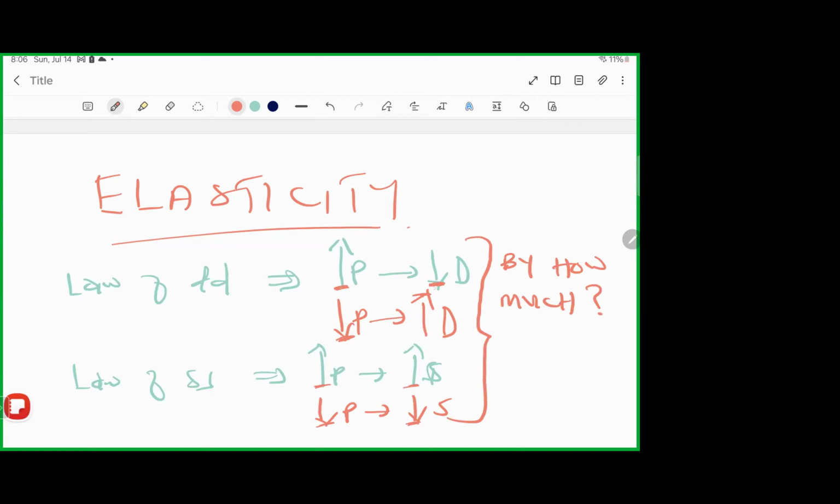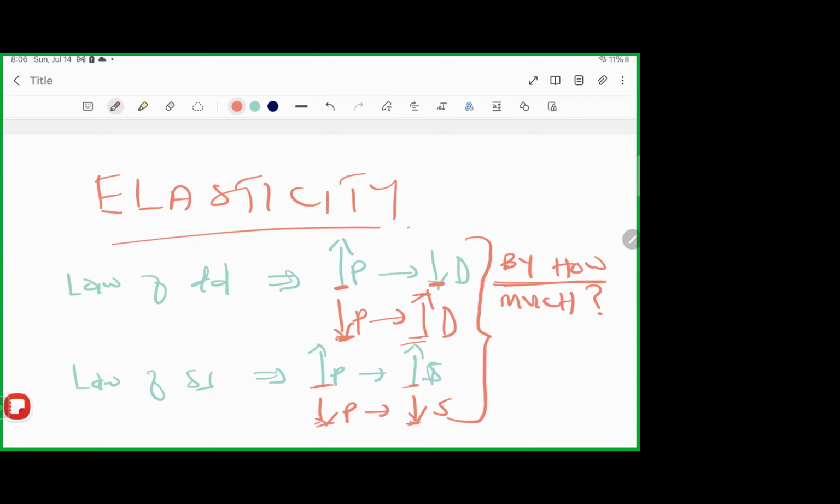If price is high, demand will fall. By how much? If price is high, supply would increase by how much? That's the question. If price is low, supply would fall by how much?